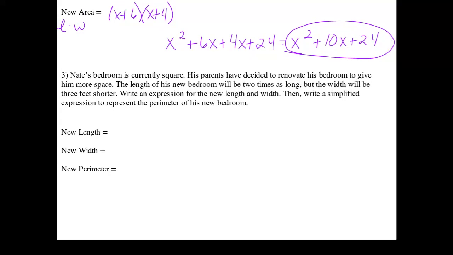All right, so again, we're working with a square here. Nate's bedroom is currently a square, and he's getting his bedroom renovated to give him more space. The length will be 2 times as long, but the width will be 3 feet shorter. So a little bit different dimensions this time around. And same rules as before, find an expression for the new length and width.